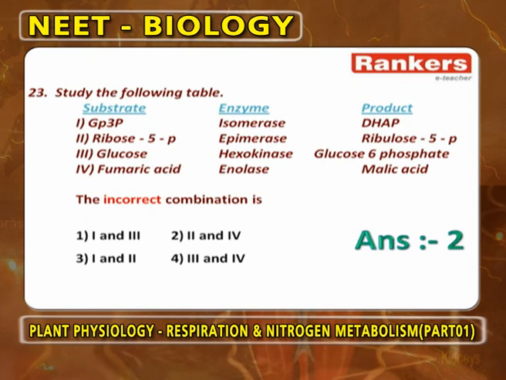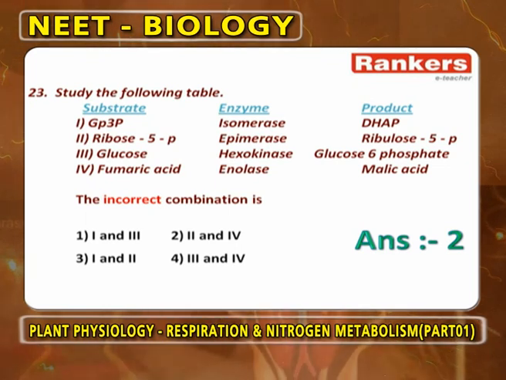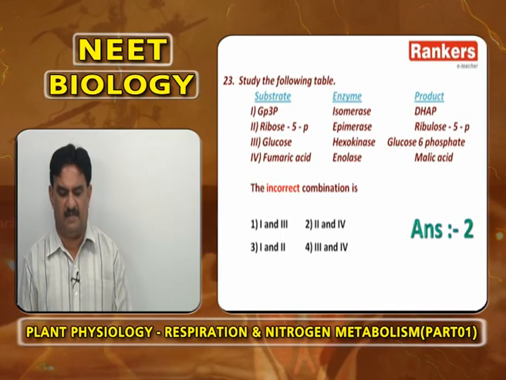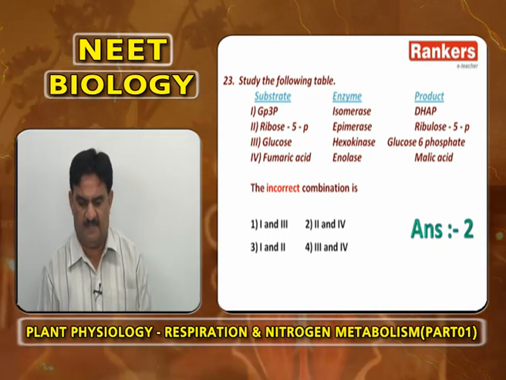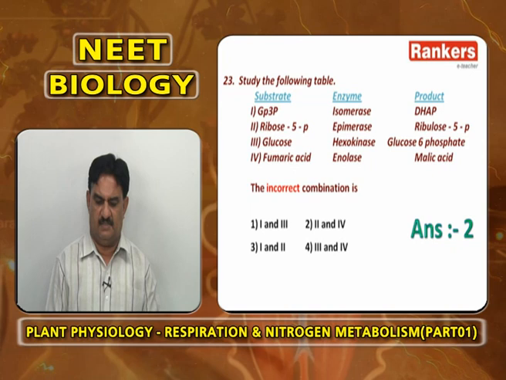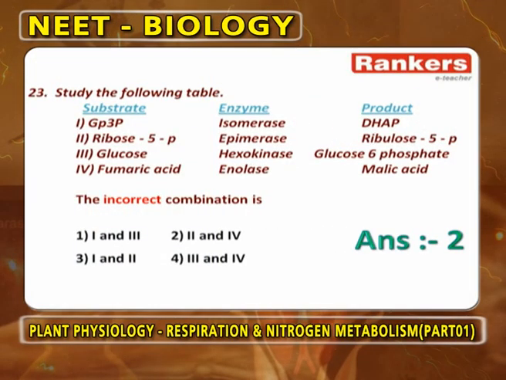Study the following table: substrate, enzyme, product. Glyceraldehyde 3-phosphate, isomerase, dihydroxyacetone phosphate. Here we have to identify the incorrect combinations. Ribose 5-phosphate, epimerase, ribulose 5-phosphate. Glucose, hexokinase, glucose 6-phosphate. Fumaric acid, enolase, malic acid.